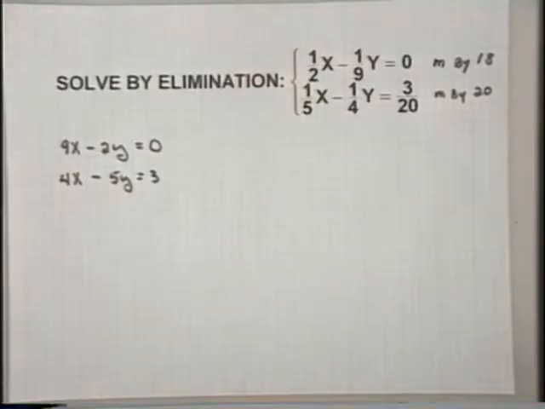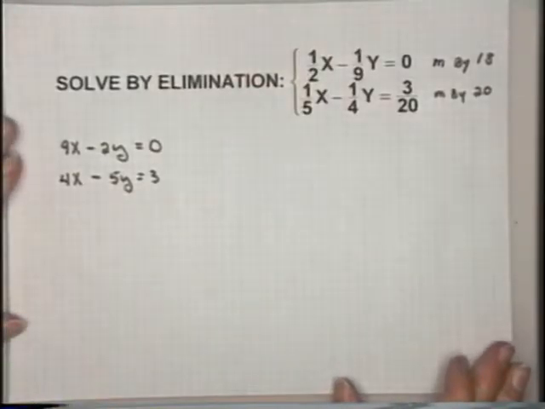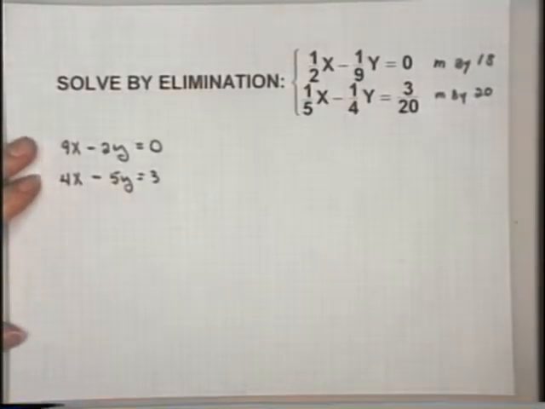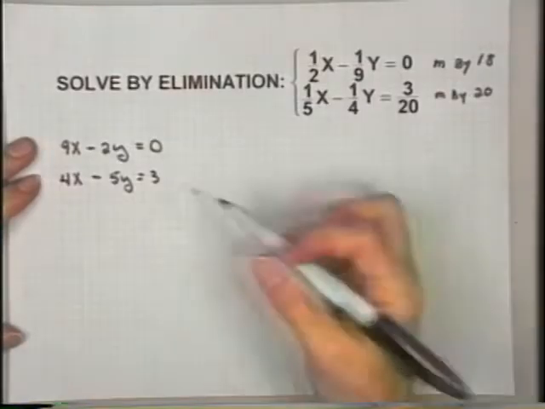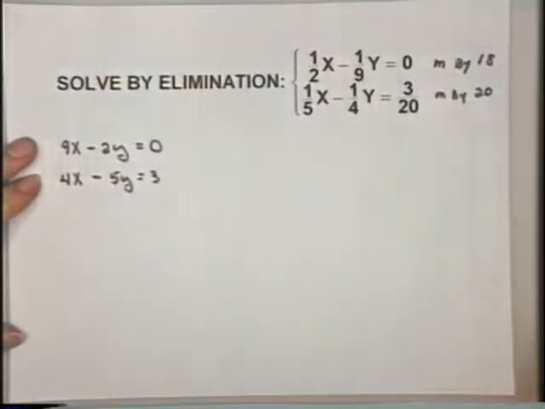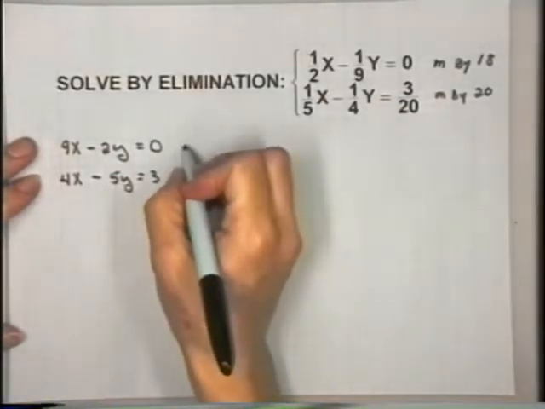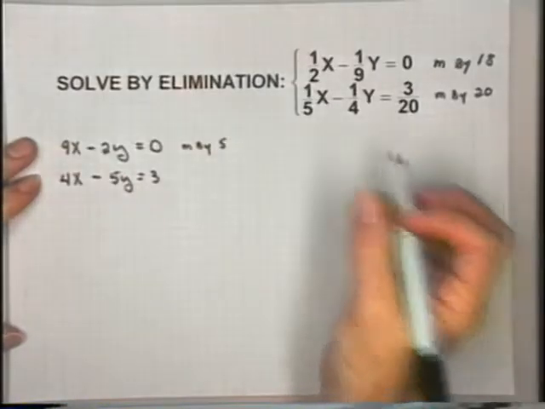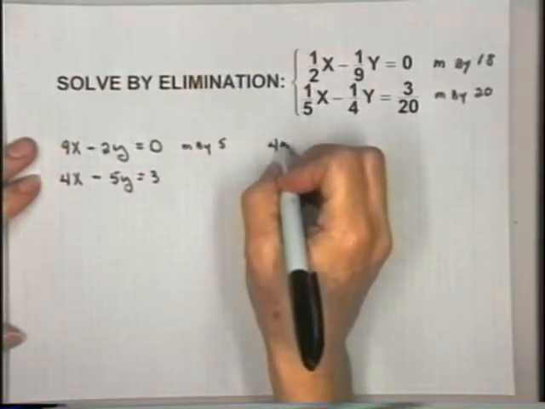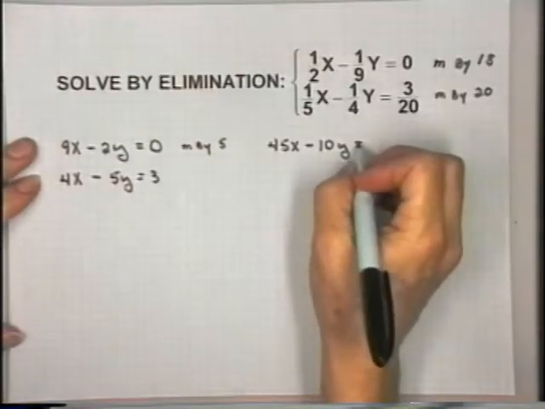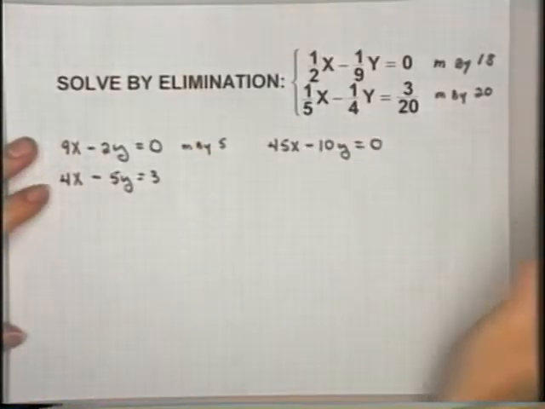Okay, so I have a new system here. This is just an equivalent system. We're going to look for opposites in front of either x or y. I think what I'm going to do is, since they'll be smaller numbers, let's get these to be 10 or negative 10. So I'm going to multiply this equation up here by 5. Let's see, 5 times 9, I have a 45x. 5 times 2 is 10, so minus 10y. 5 times 0 is 0.